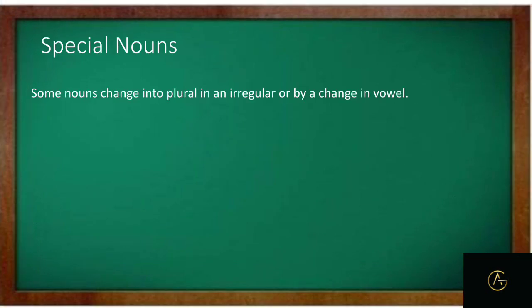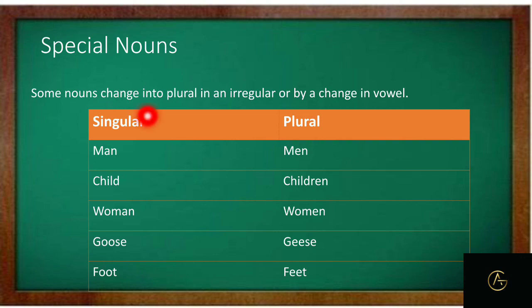There are some special nouns which change irregularly, with a change in a vowel. Like man, it will become men. We change the vowel. Child, children. Woman, women. Goose, geese. Foot, feet. These are called special nouns.